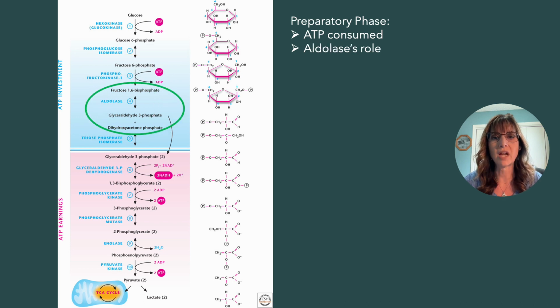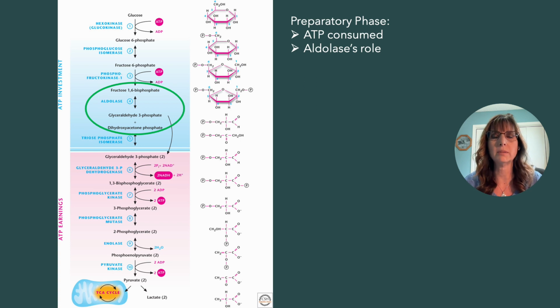In the fourth step, aldolase, which goes by a variety of names, including fructose 1,6-bisphosphate aldolase, converts the fructose 1,6-bisphosphate into 2 3-carbon molecules, glyceraldehyde 3-phosphate and dihydroxyacetone phosphate. Now, this reaction with aldolase is called an aldocleavage and is reversible, and it will play an important role in gluconeogenesis. We'll also examine aldolase in greater detail later in the presentation.